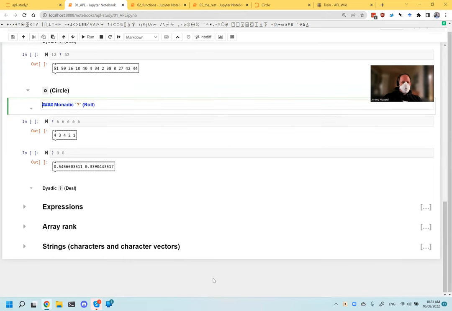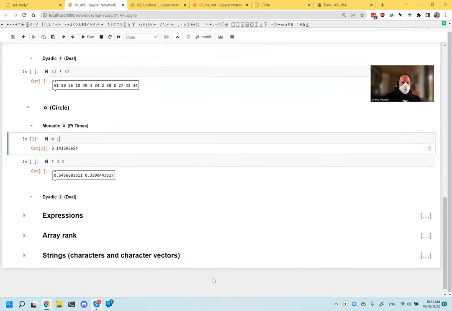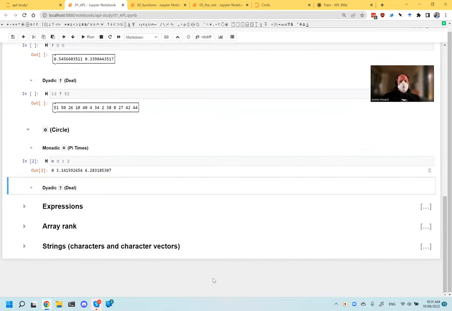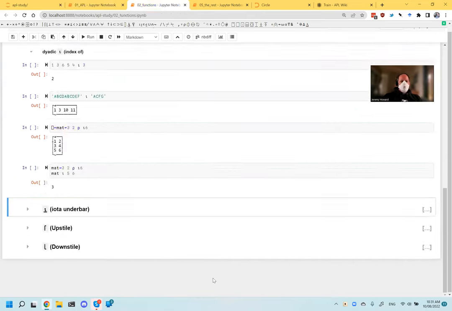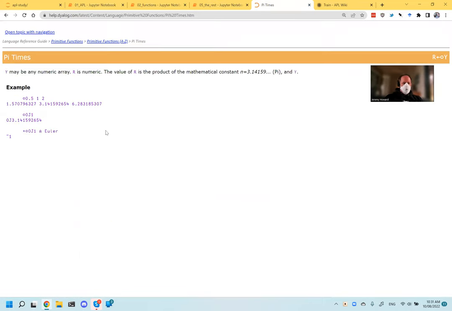Circle, monadic circle, pi times. So I guess that means we could just go monadic circle one. And can we do it like that? Yeah, okay. Seems easy enough. Okay, nothing weird. Oh, fun.